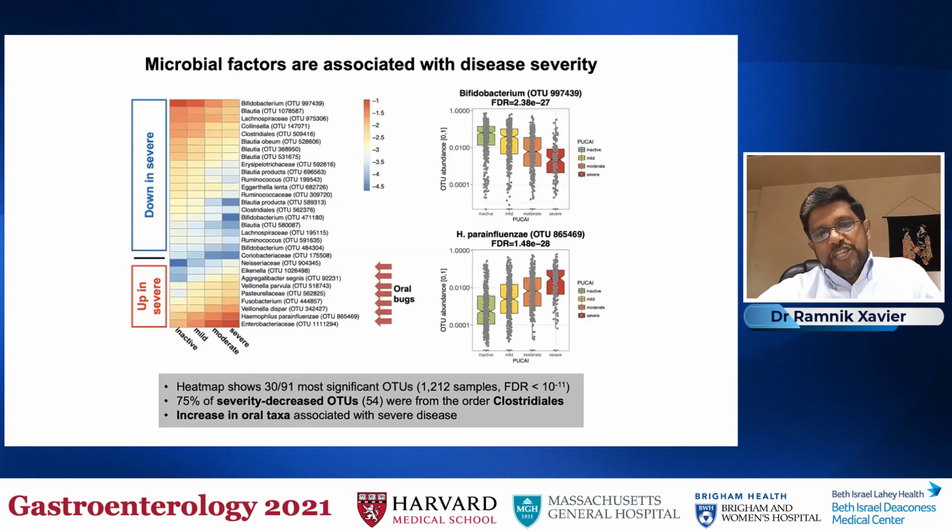What were the microbial changes? As I'm showing you here, plotted from mild, moderate to severe disease, you can see a clear difference in the bifidobacteria over time, and an increase in abundance of oral Haemophilus parainfluenzae bacteria. These are bacteria that normally live in the oral cavity. So clear engraftment of oral bacteria in an inflamed gut contributes to severe disease.